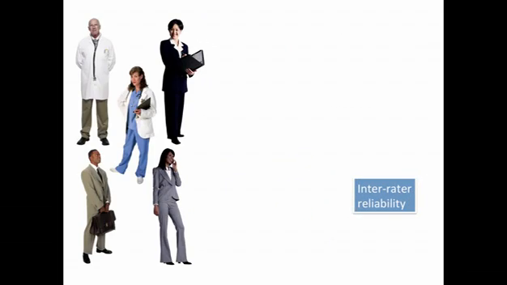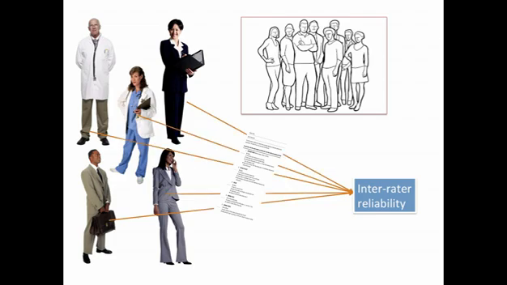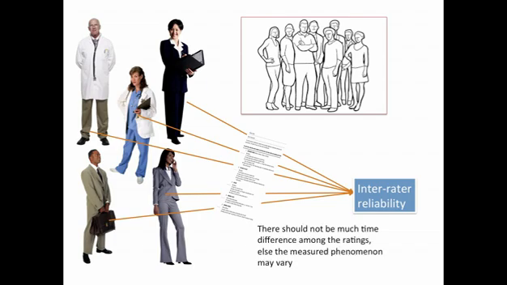If several independent raters are applying the same scale to the same group of patients, there must be a good degree of correlation among these ratings. This is termed inter-rater reliability. When measuring inter-rater reliability, it's important that there should not be much time difference among the ratings, or else the measured phenomena may vary intrinsically, reducing the inter-rater reliability.